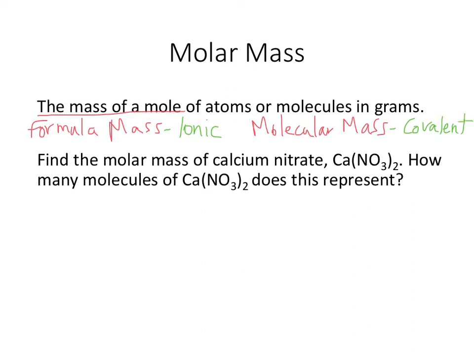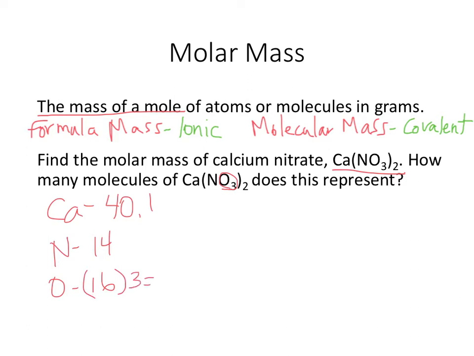So find the molar mass of calcium nitrate, Ca(NO3)2. How many molecules of Ca(NO3)2 does this represent? So the mass I'm going to get off the periodic table, we'll start with Ca, has a mass of 40.1, N has a mass of 14, and oxygen has a mass of 16. Since this is O3, I'm going to actually multiply that 16 times 3 to get 48. Now, I see that overall there's 1 calcium, and there are 2 nitrates, 2 groups of NO3. So 2 groups of this 14 and 48.